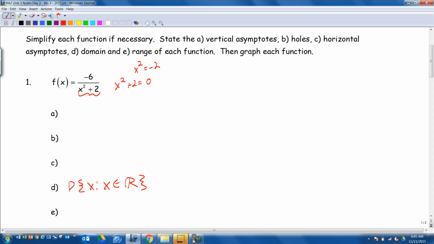Alright, next, because of that, a and b: none for a, none for b, for vertical asymptote or holes. Okay? Horizontal asymptotes, you look at the rules. If the denominator has a higher degree than the numerator, if it's bottom heavy, we say that y equals 0. Now we graph it and look at the graph.